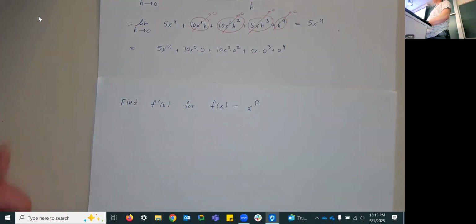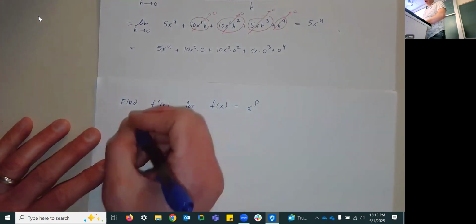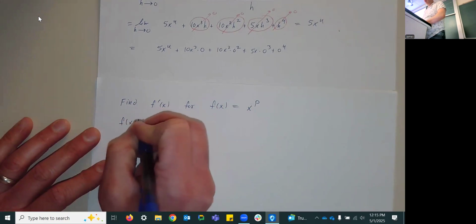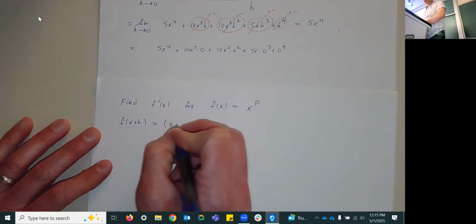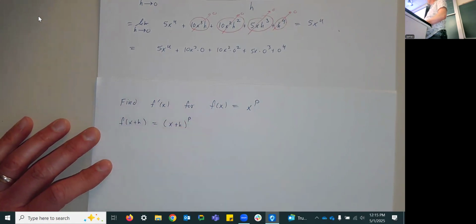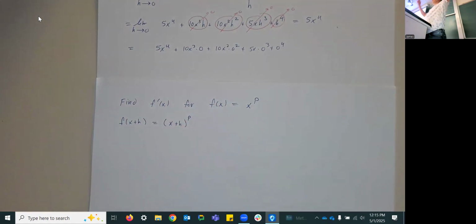Before we start doing this, I'm just going to point out that our f of x plus h, which is going to be x plus h raised to the pth power, if we went down and looked at the pth row of Pascal's triangle, I don't really know what the numbers are. I only know about 4 of them.